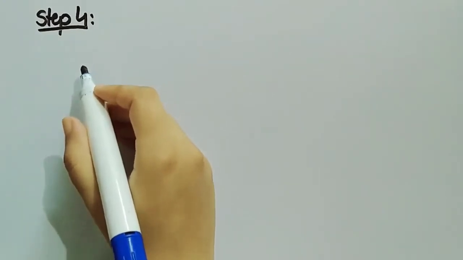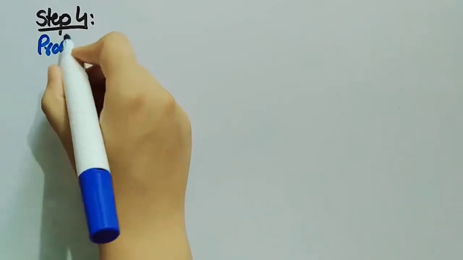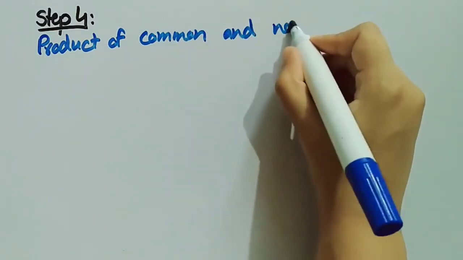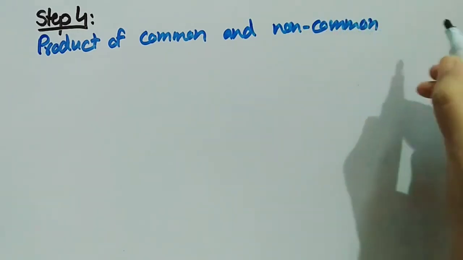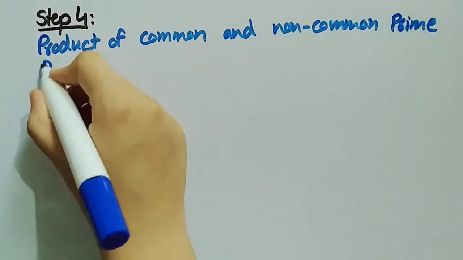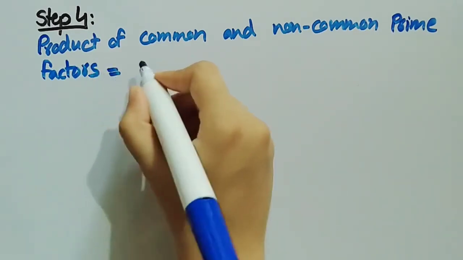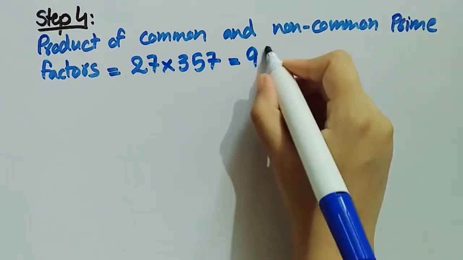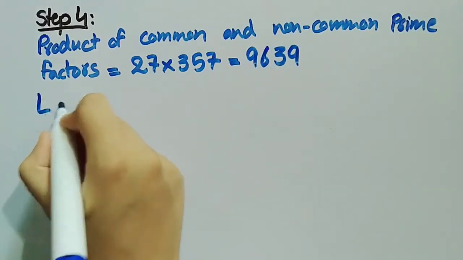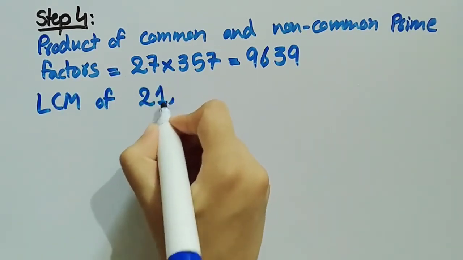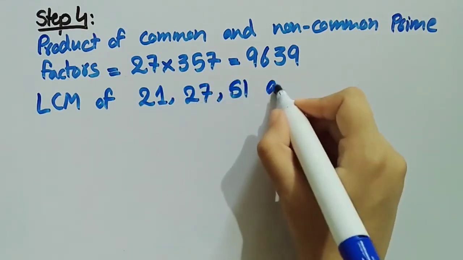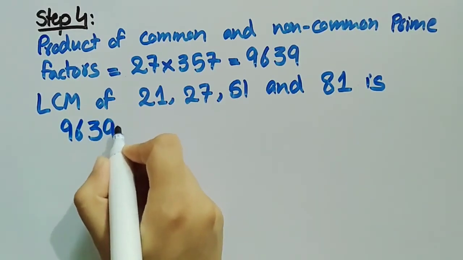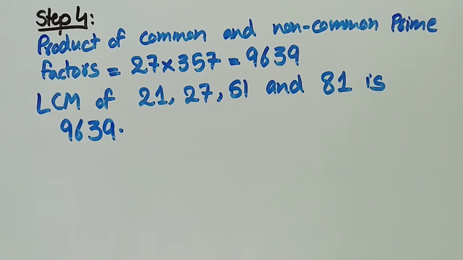In step 4, we will find the LCM by taking the product of common and non-common prime factors. Which is equal to 27 multiplied by 357, which is equal to 9639. So LCM of 21, 27, 51 and 81 is 9639. In this way, you can find the LCM of any 4 numbers by prime factorization method.